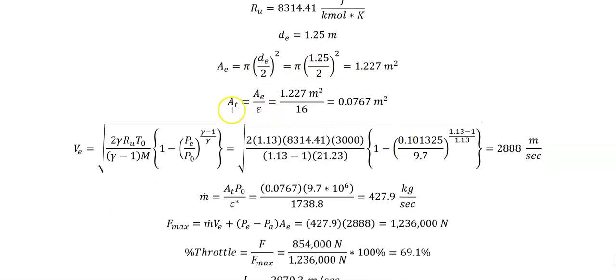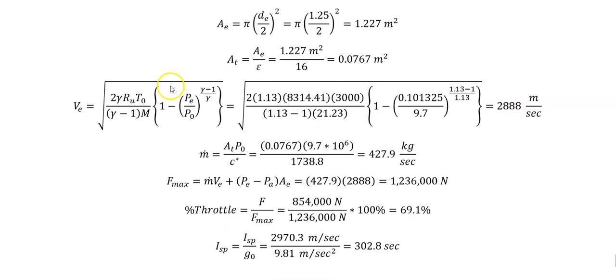Now we want to find the area of the throat. Well, area exit over area throat equals epsilon. So just a little algebra, the area of the throat should be the exit divided by 16, or about 0.077 square meters. Then we're going to find the exit velocity. And this equation looks a little complex. You just have to be careful how you plug things in. We know gamma, we know the universal gas constant, the temperature, the molecular mass of the gas, the exit pressure, and the chamber pressure, and if you plug it in correctly, you'll get about 2,800, almost 2,900 meters per second. So those particles are coming out of the back of that nozzle pretty quickly.